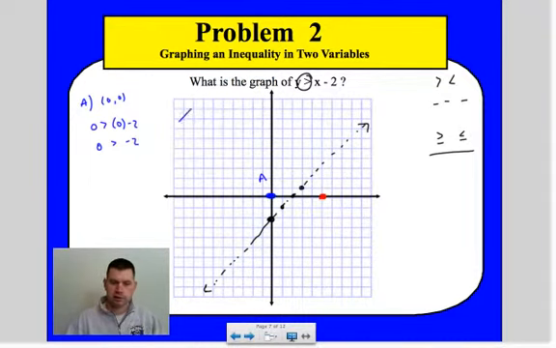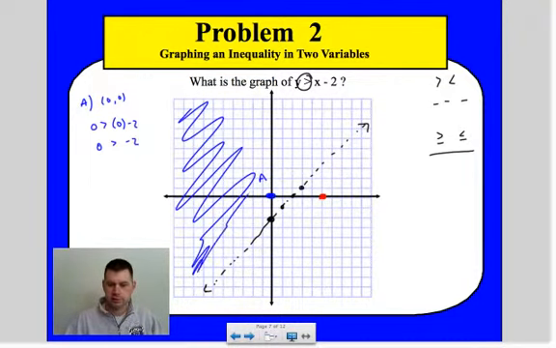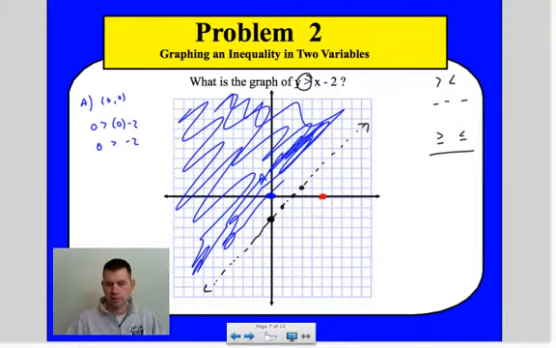So what that tells us is we're going to shade. If it's a true statement, we shade that direction. If it's a false statement, we shade the other direction. So if that would have been false, we would shade down here.